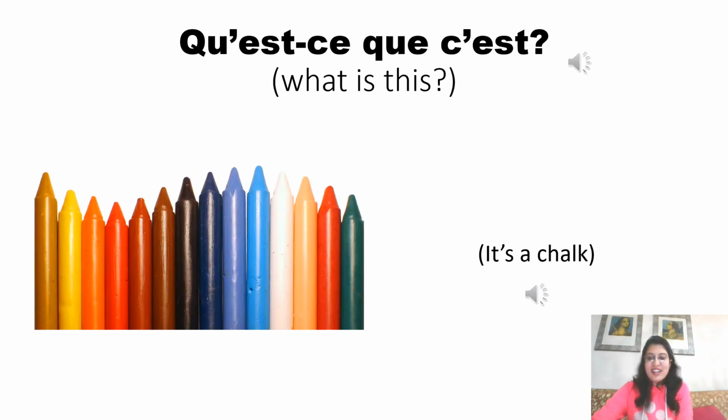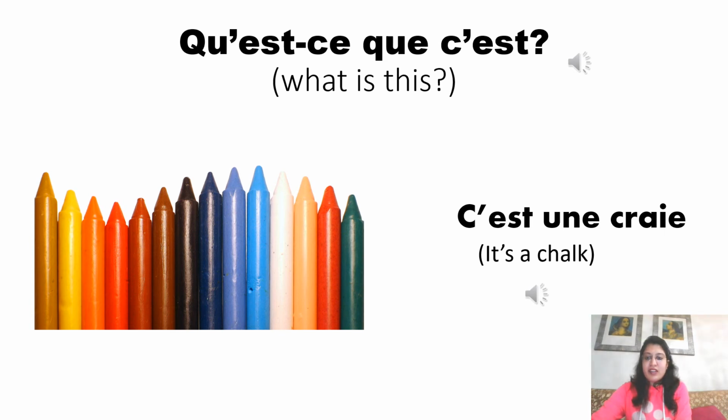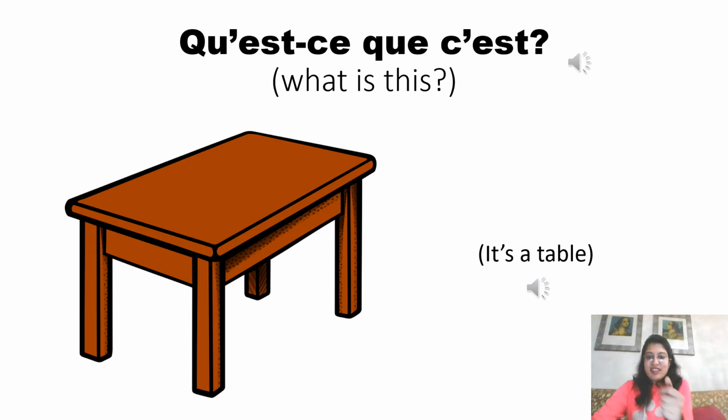C'est une craie. C'est une craie. Now listen to the pronunciation of the native French speaker. Qu'est-ce que c'est? Again. Qu'est-ce que c'est? Now listen to the pronunciation of the native French speaker. C'est une craie. Again, c'est une craie. Qu'est-ce que c'est?